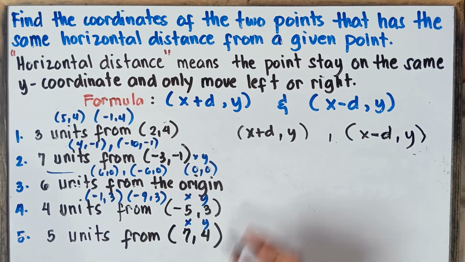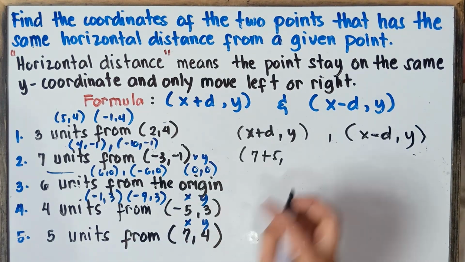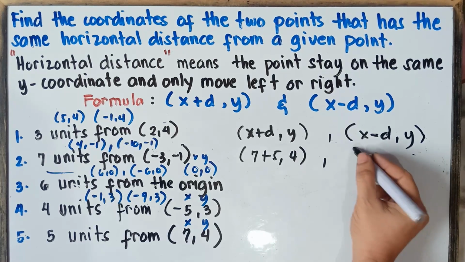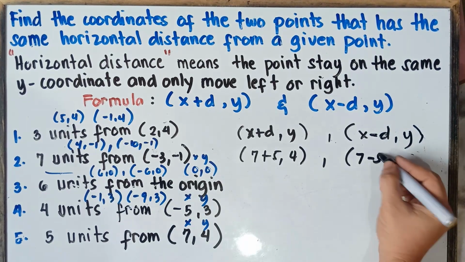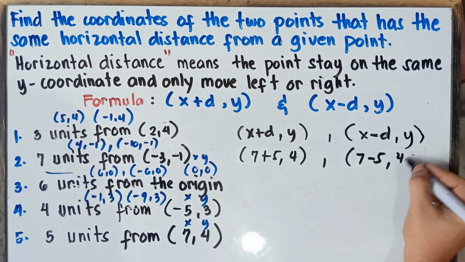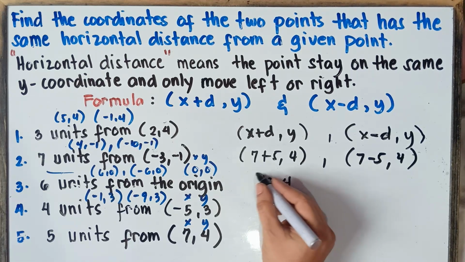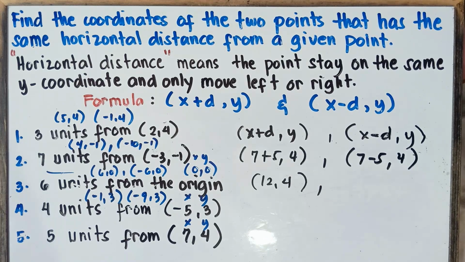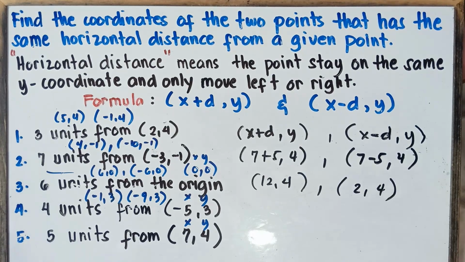Alright, so this will be x is 7 plus the distance is 5, comma, y value is 4, comma, x value is 7 minus the distance, that would be 5, comma, and then y value is 4. So 7 plus 5 is 12, comma, 4. Alright, once again, because you will have the same y value, that would be positive 4. So 7 minus 5 is 2, comma, and then 4. That's it, that's all set.